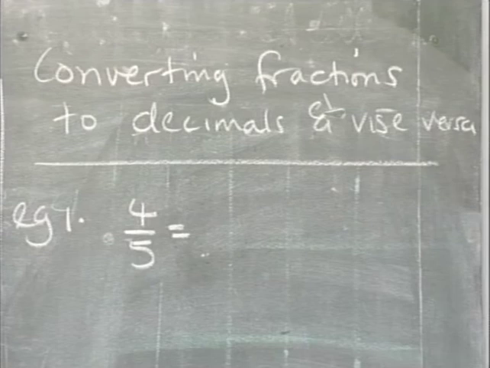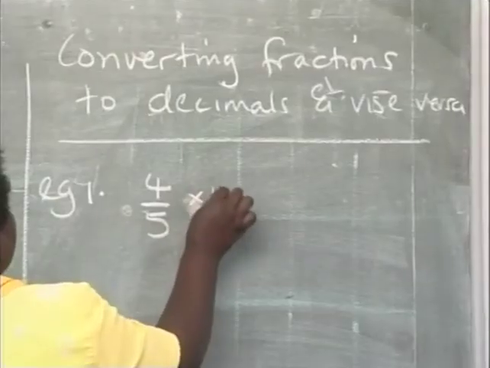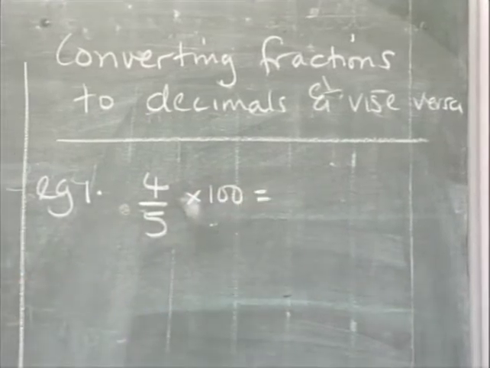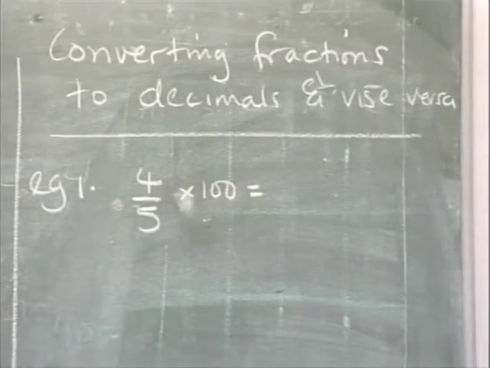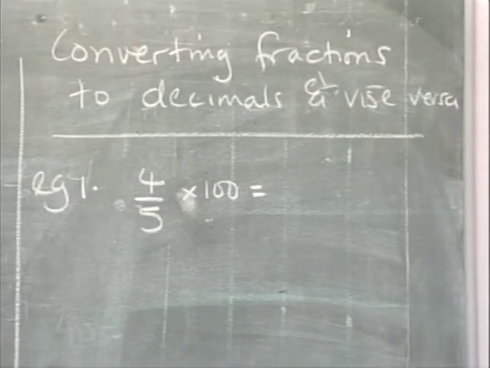Pass the mic. You change it into a percentage and then divide by 100. Okay, what do you mean change into a percentage? Tell me. By multiplying the fraction by 100. So I multiply this by 100 and then get the answer and divide it by 100. Okay.